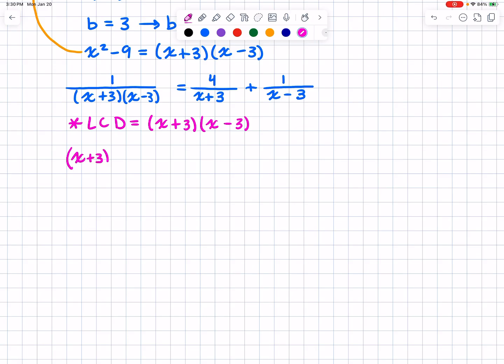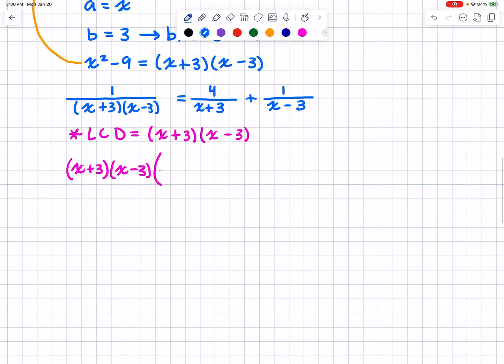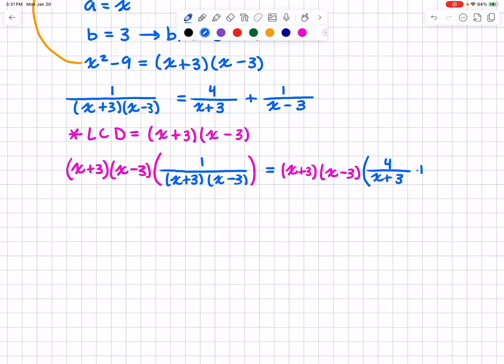So I'm going to get x plus 3 times x minus 3 times 1 over x plus 3 times x minus 3 equals x plus 3 times x minus 3, because whatever you do to one side, you have to do to the other, times 4 over x plus 3 plus 1 over x minus 3.